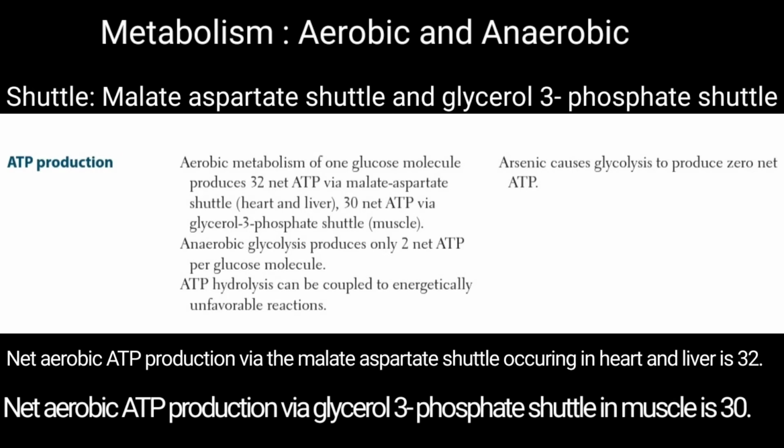So this much for today. I hope you understood the ATP production in the cell in the aerobic and anaerobic conditions, and also in the heart, liver and muscle via the malate aspartate shuttle and the glycerol 3 phosphate shuttle.